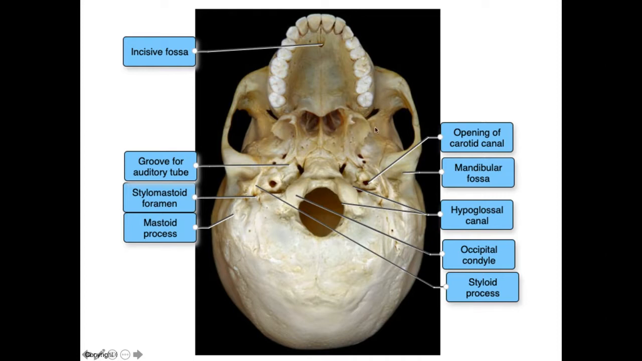Some of your other chewing muscles attach here and here to the pterygoid process. This is the medial pterygoid process, and here's your lateral pterygoid process. And there are muscles of mastication called the medial pterygoid muscle and lateral pterygoid muscle that deviate your jaw side to side when you chew, that attach there.